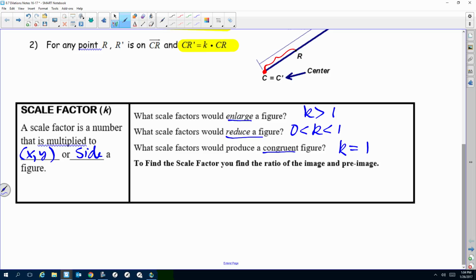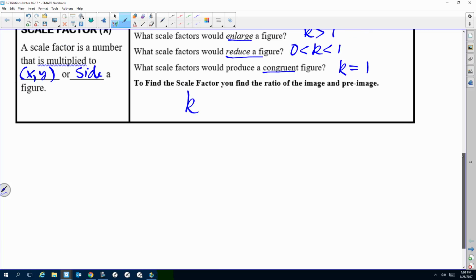Now, to find the scale factor, since our scale factor is represented by the symbol K, it's a ratio of the image to the pre-image. So K equals the image to the pre-image. Another way to think about that is whatever your new side or length is to your original. Compare the new to the original.